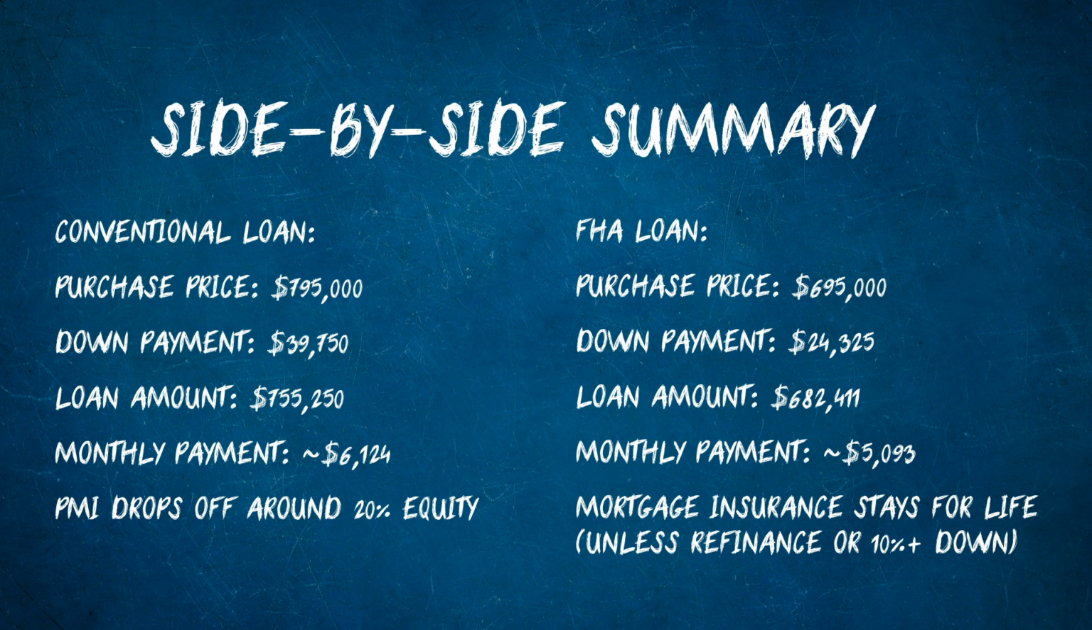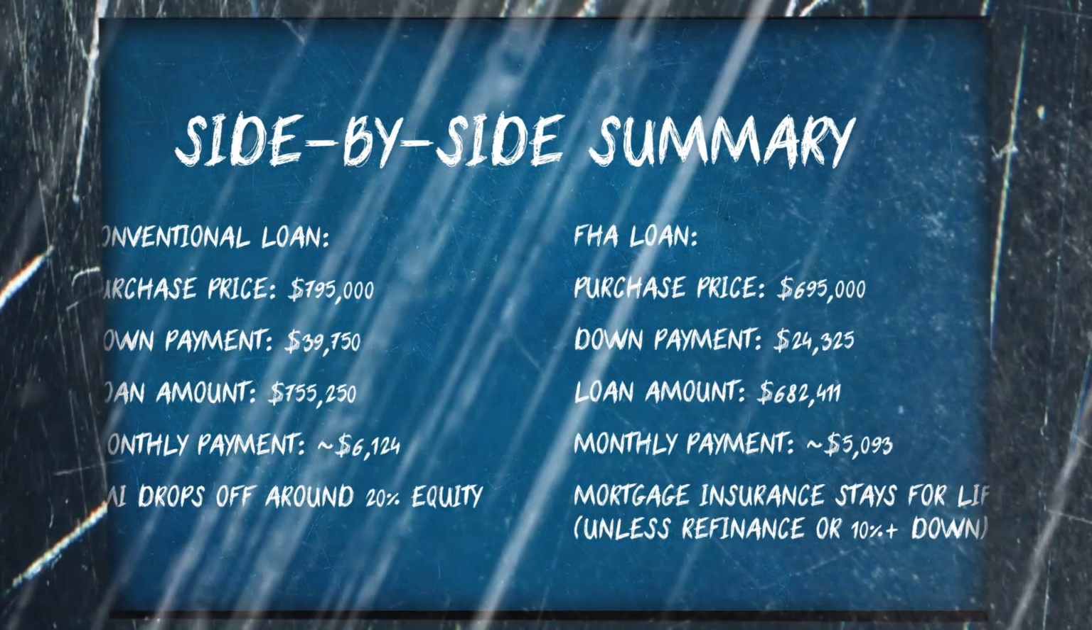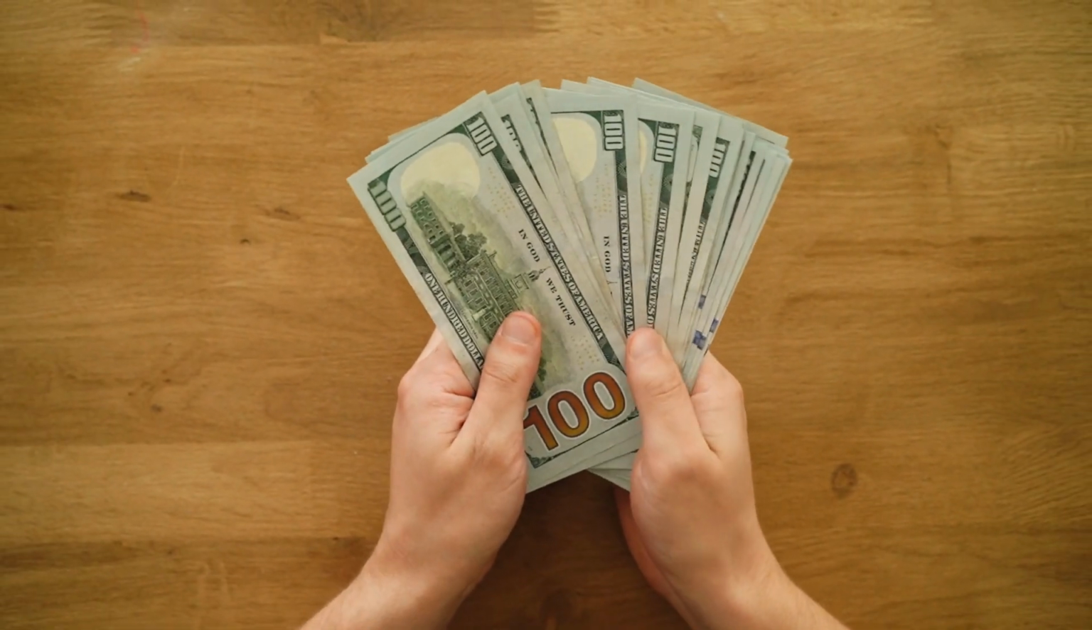Bottom line, FHA lowers the barrier to entry. Conventional costs more upfront, but gives you flexibility later. Local tip, if you're buying here in the Inland Empire, Ontario Ranch, Eastvale, Chino, or other newer neighborhoods, always check for Mello-Roos or CFD taxes. These can add hundreds of dollars per month to your payment, so make sure they're included in your loan estimate.